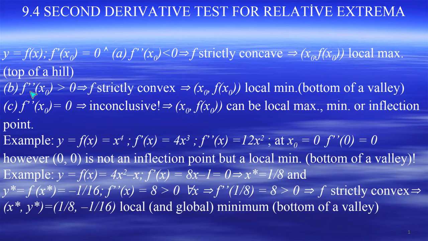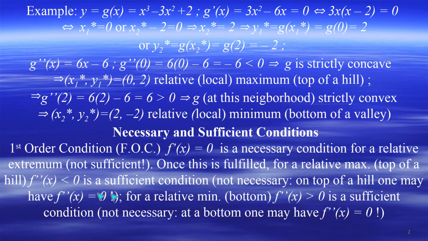And this is a sufficient condition, not necessary, because on top of a hill, one may have also second derivative equals zero, as we have seen. Or for a relative minimum, bottom of a valley, if the second derivative is positive. This is a sufficient condition and not necessary, because at the bottom of a valley, one may have also the second derivative equals zero by chance, because the function is like this.